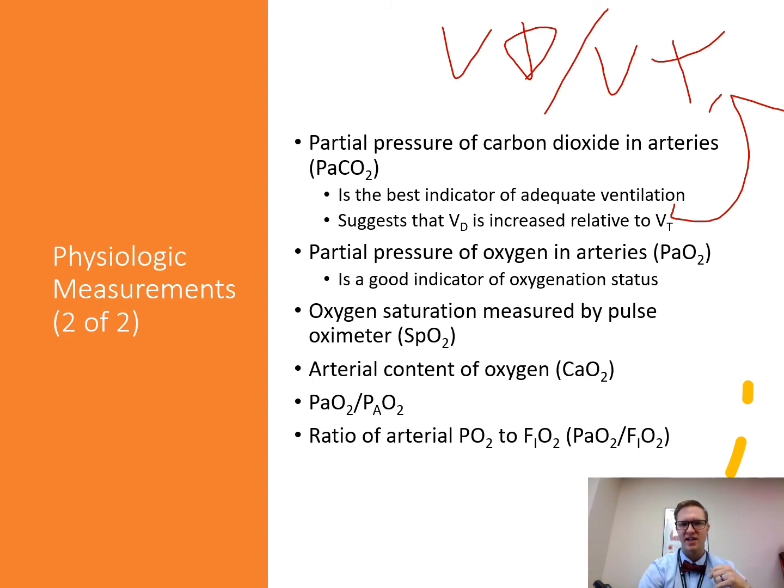All right, the next part here is failure to oxygenate. We just talked about failure to ventilate. Now we're talking about partial pressure of oxygen. So PaO2 is a good indicator of oxygenation status, assuming normal forms of hemoglobin, so we don't have carboxyhemoglobin or methemoglobin. Assuming we have normal hemoglobin forms, a normal PaO2 is 80 to 100 millimeters of mercury, assuming sea level. And this varies with age.